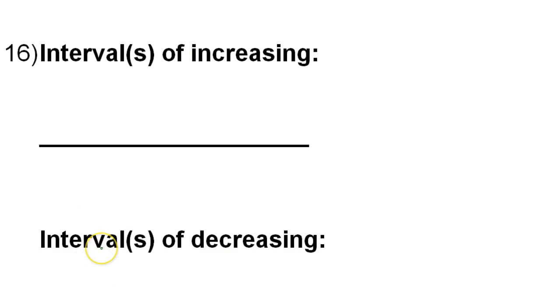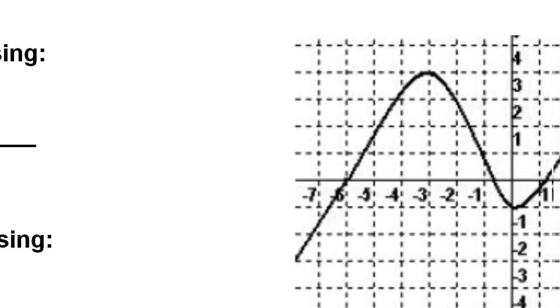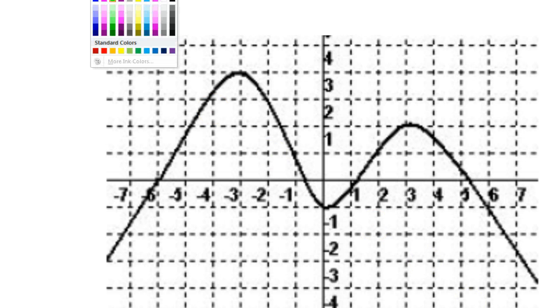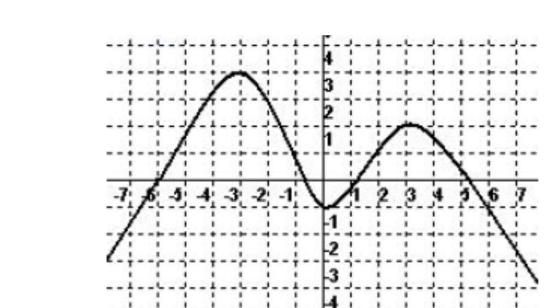Alright, and finally for number 16 we will look at intervals of increasing and intervals of decreasing. So we will read this graph from left to right, and we are supposed to assume that on the ends here it goes forever. Okay, so let's assume that.